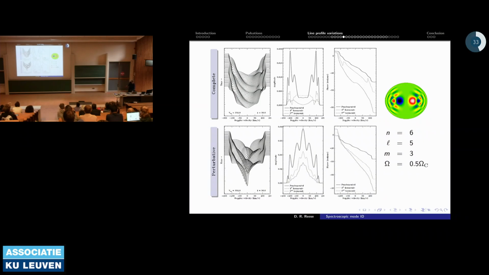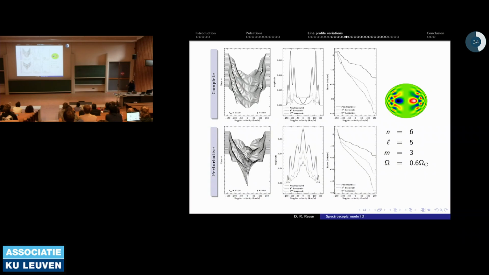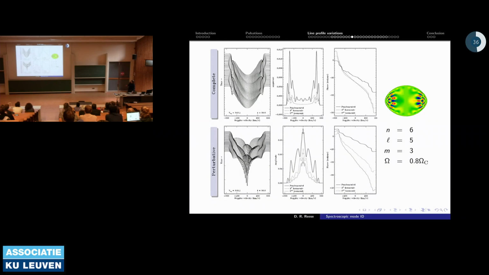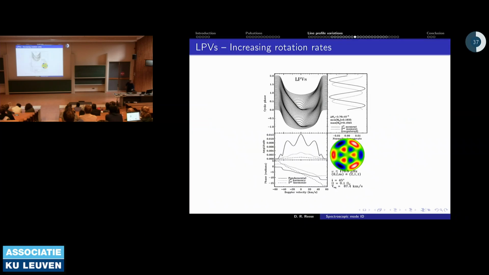Okay, and so as you increase the rotation rate, you can see that you have a very different behavior between a complete calculation and perturbative calculation. Okay, so we make it all the way to here. Now I think the amplitude is probably a bit exaggerated here, so probably you get something a bit more subtle when you do more realistic calculations. Here's another plot which shows line profile variations as you increase the rotation rate.